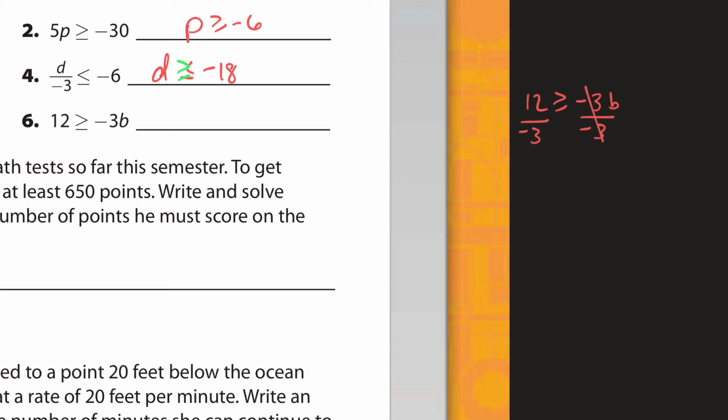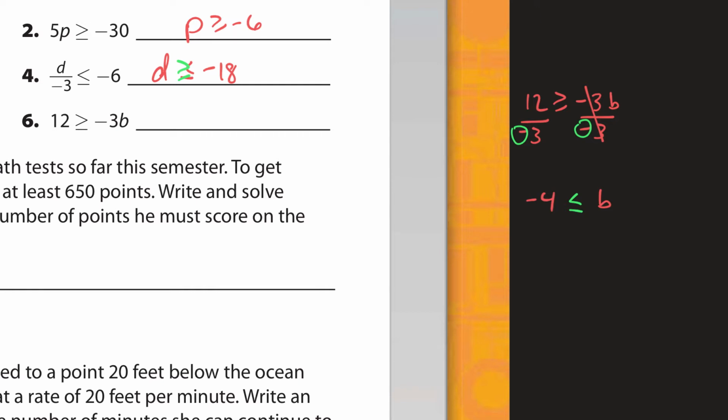And these cancel. You have b, and 12 divided by negative 3 is negative 4. But you did something unique here. We divided by a negative right there. And when we do that, we have to change the direction of the inequality, opening the other way. That's the only time you do it. Well, or if you multiply it by a negative. So if you multiply or divide by a negative, you always have to change the direction of the inequality.